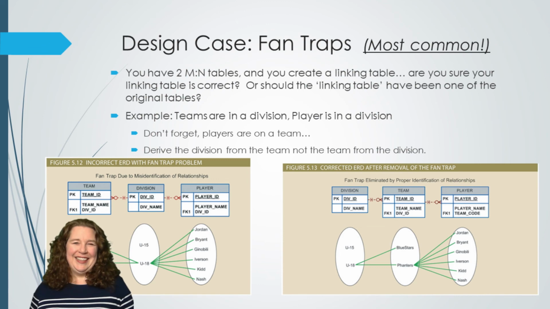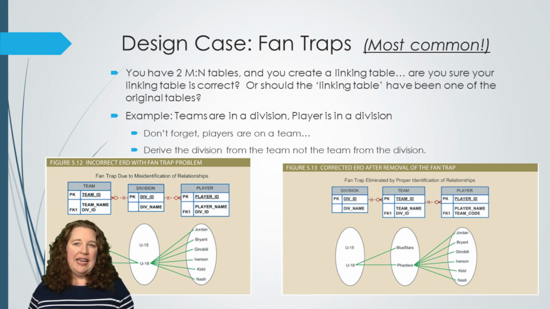All right, the third design case that they refer to is what we call fan traps. The book claims that they're the most common. I actually kind of think that the history one is more common, but that's okay. Fan traps are what happens when you have an M-to-N relationship in some way and you're trying to find that linking table in the middle. Or you essentially have three tables and they're all kind of related and you're not entirely sure where to put which, and which one goes in the middle and which one goes on the side.